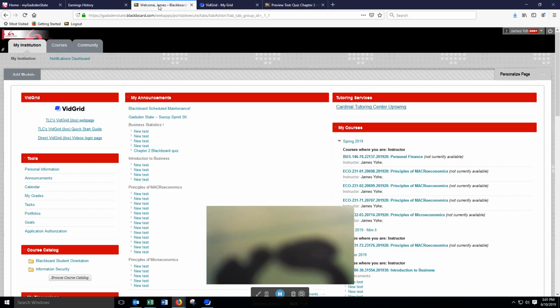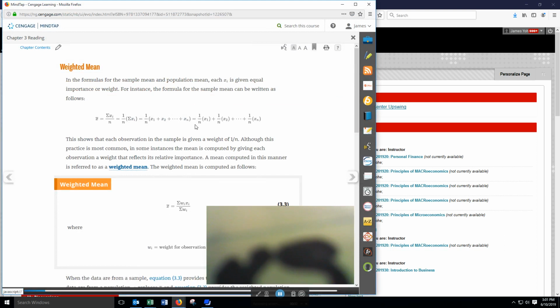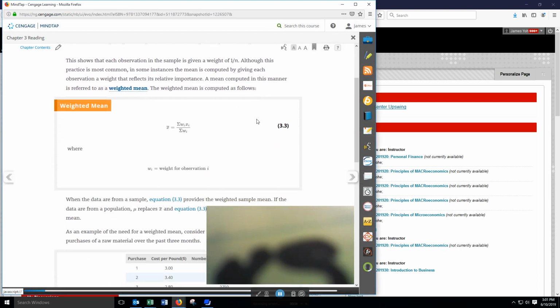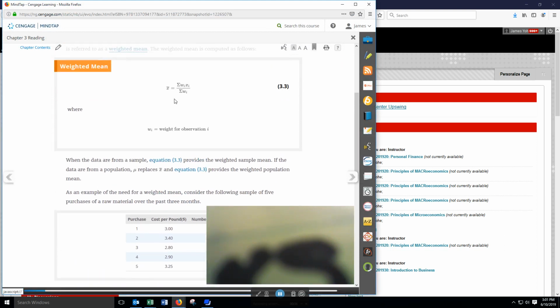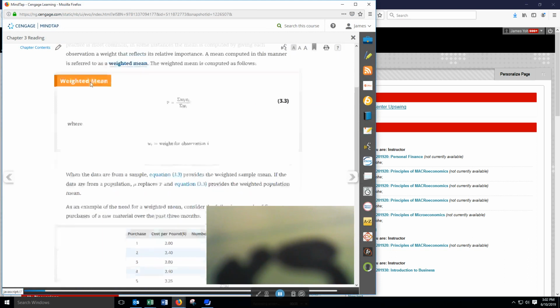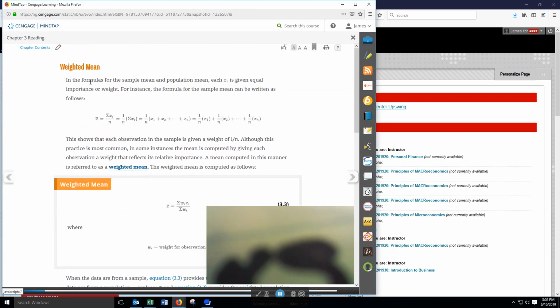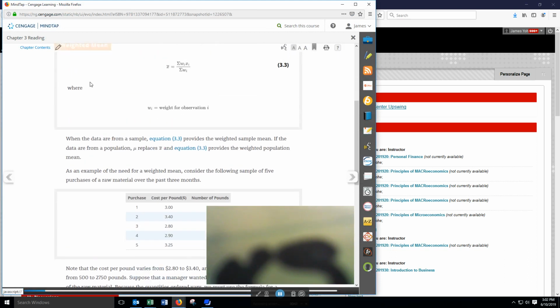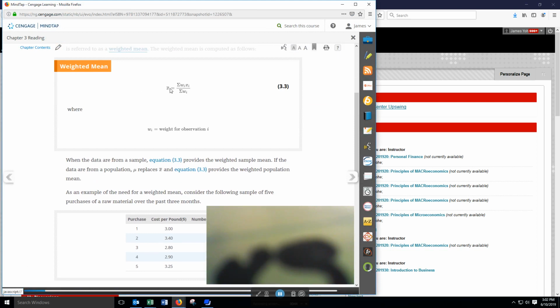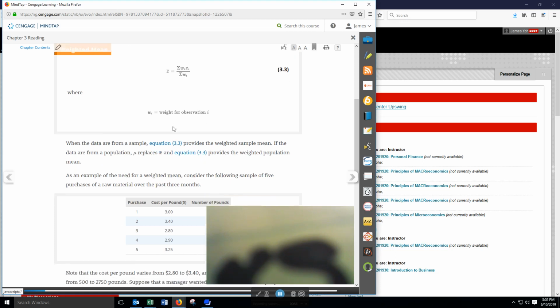First thing we'll do here is we'll go to Blackboard and we'll show you the equation. Now, when you have a weighted mean, or when you have weighted data, the weighted mean, x bar, is equal to the sum of each weight times x sub i, summed up, divided by the sum of the weights.